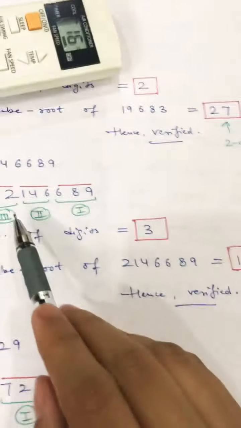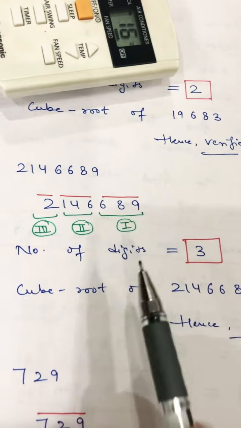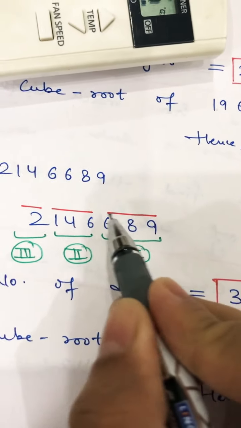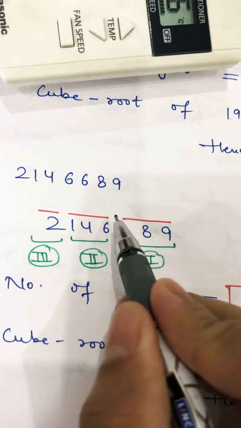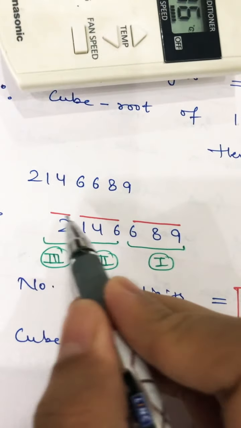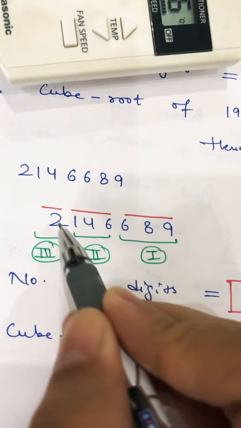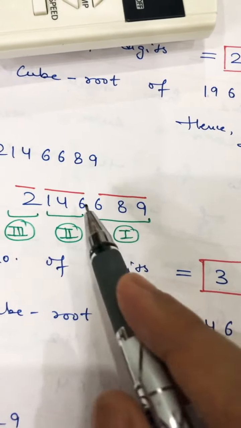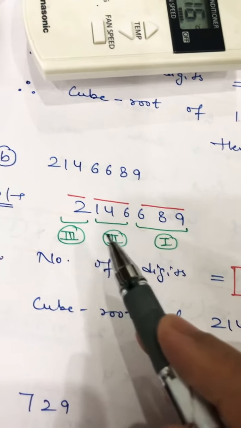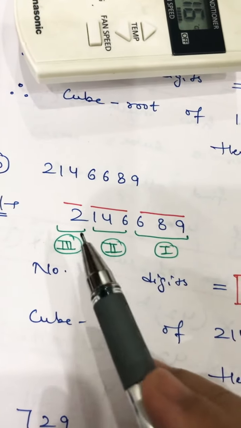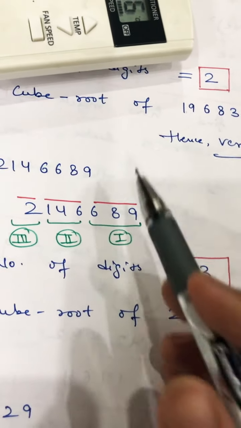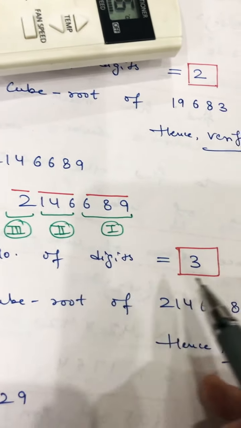Second part is 2, 1, 4, 6, 6, 8, 9. Now these 3 digits will come under the first bar. Next 3 digits, second bar. How many digits are left? Only 1 digit is left, so that will come under the third bar. So how many groups are there? First group, second group, third group. I have told you that if you have 2 groups, then the number of digits will be 2. If you have 3 groups, then the number of digits will be 3.